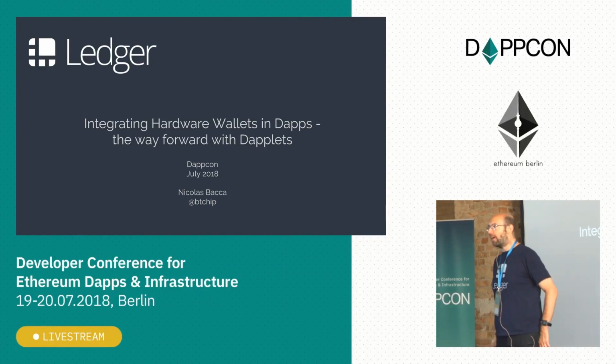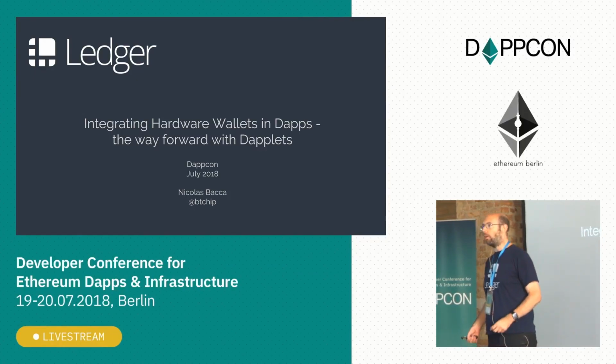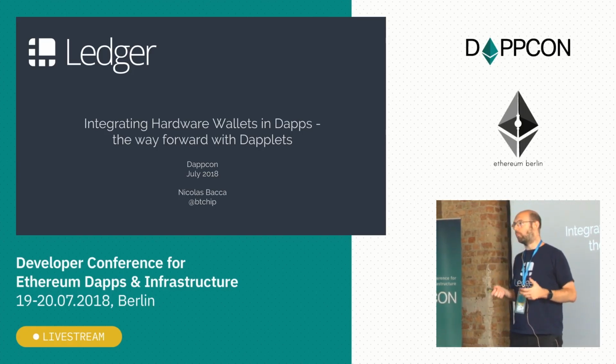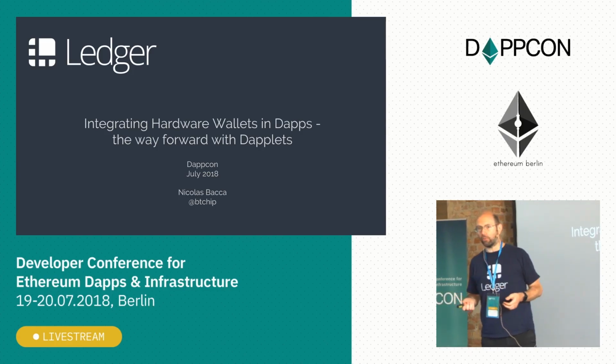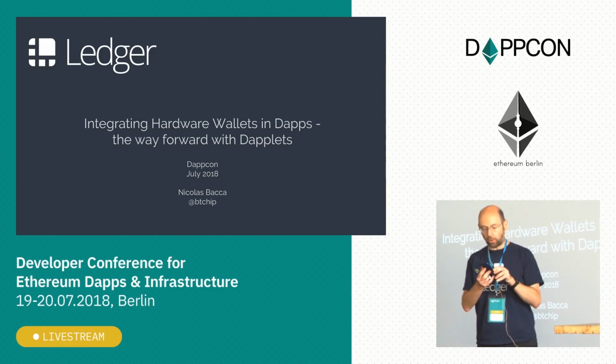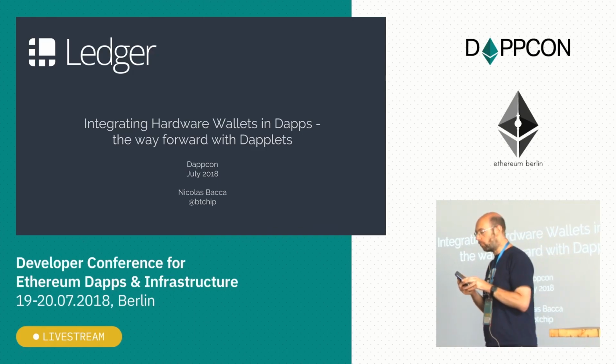So I'm Nicolas Bacca, CTO and co-founder of Ledger. My talk today will be about looking at how we can make better hardware wallets to integrate a bit more deeply into new decentralized applications. I will be reviewing the different attacks that can be done today on smart contracts, the different problems that we have, and how we can solve them.